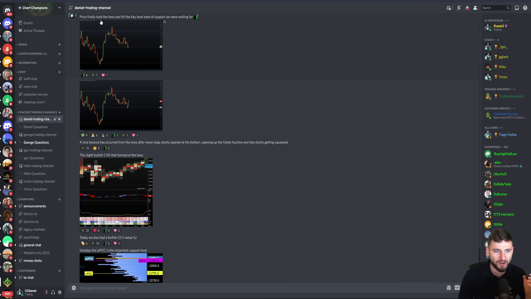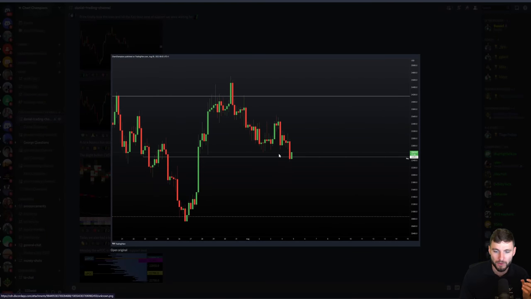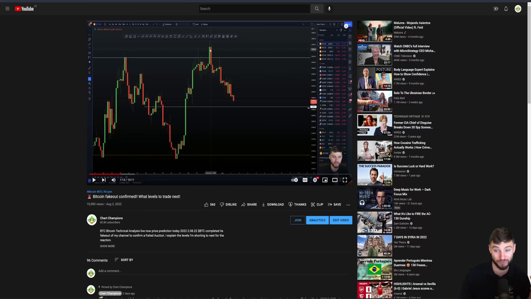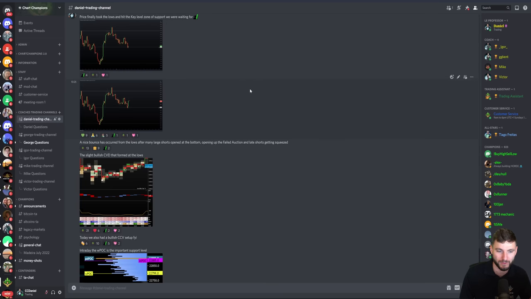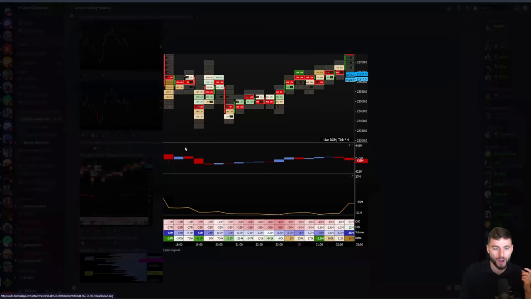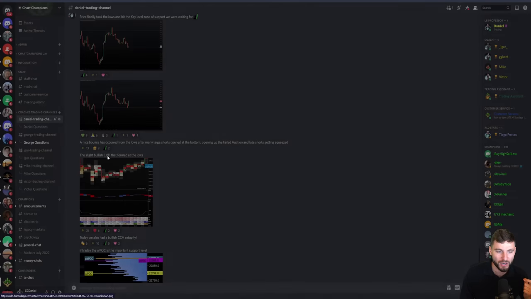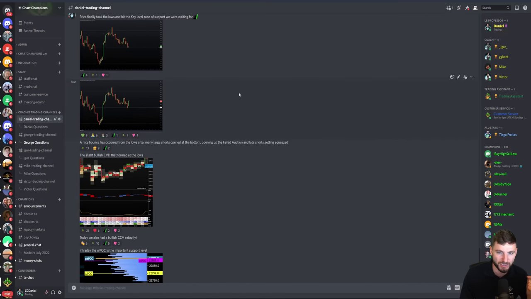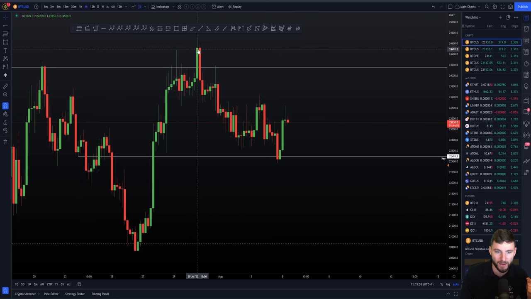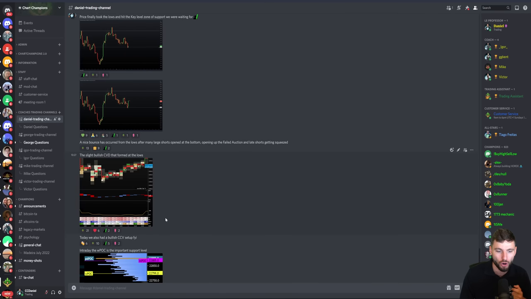So you can see price finally came down, took the lows, and hit the key level of support that we were ready and waiting for. This is obviously our key support zone that I gave you for free in the last video. We came down and hit that level, and what happened? We started to form those bullish CVD divergences. Remember when we put in the high up here and we formed bearish CVD divergences? Well, we flipped it, we hit support, and we formed bullish CVD divergences. On top of that, we also had a bullish CCV setup today as well, which has now played out, by the way.